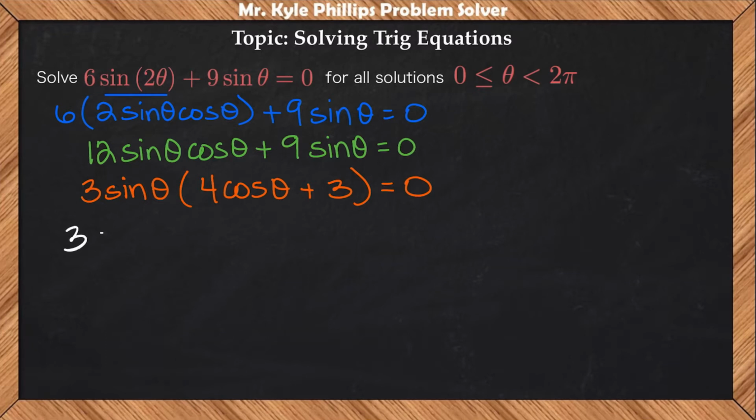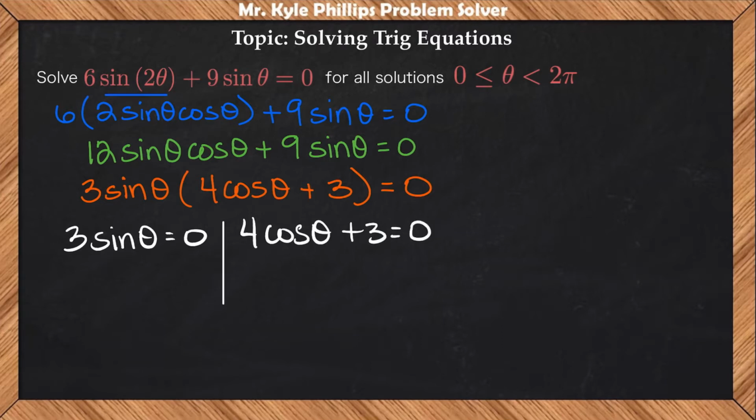So I have 3 sine theta equal to 0, and I'll have 4 cosine theta plus 3 equal to 0. Now I'll need to solve each here. So this will be sine of theta equals 0, because 0 divided by 3 is 0. And then here, this is going to be cosine theta equals negative 3 over 4. Now, evaluating these is going to be pretty easy.